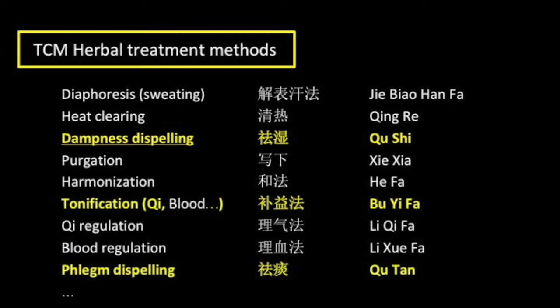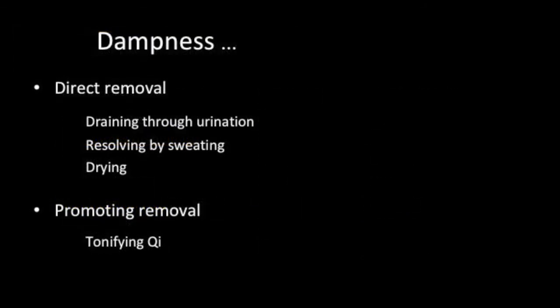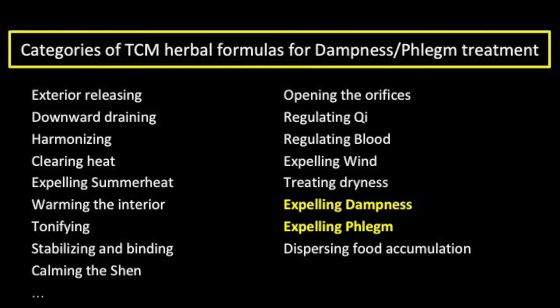Less obviously, in most cases, qi needs to be tonified. Dampness impedes and weakens qi, which in turn opens the body up to further dampness. So tonifying qi is useful in this process. Dampness can be removed directly or indirectly. The three main ways of removing dampness are draining through promotion of urination, resolution by sweating, and drying. Indirect removal can be promoted by tonifying qi. If we look at the TCM classification of formulas, we can see that there are explicit formulas for expelling dampness and phlegm.